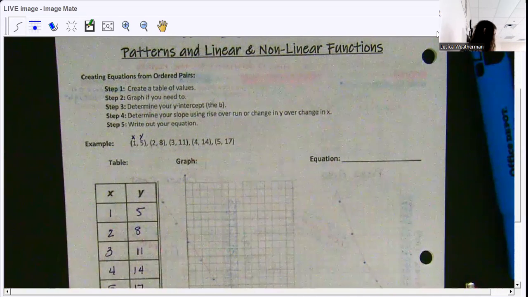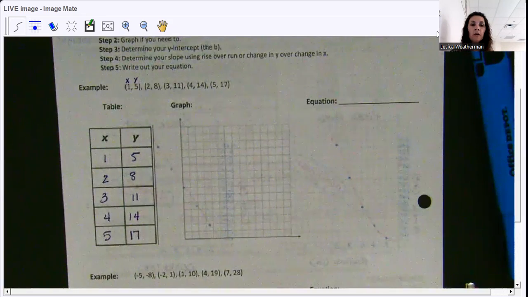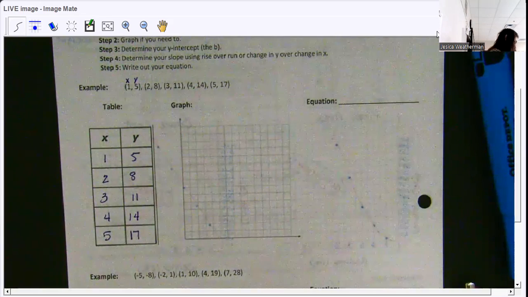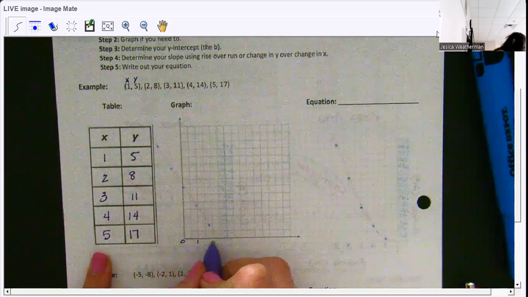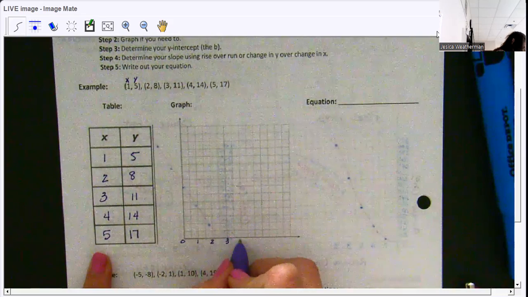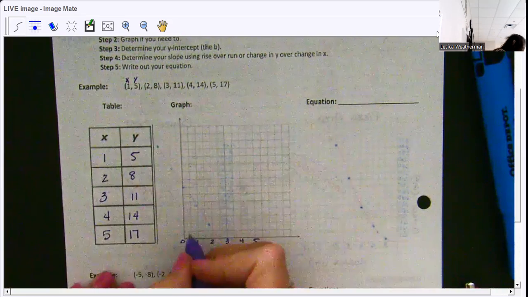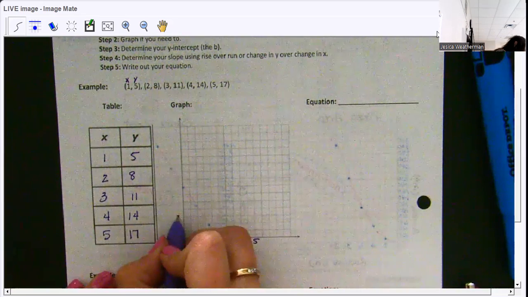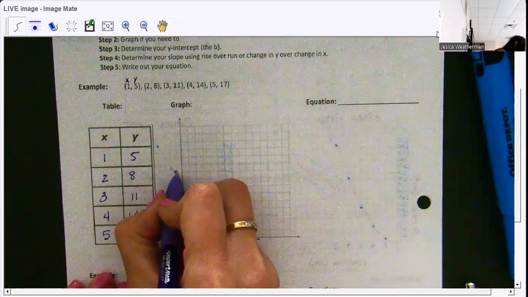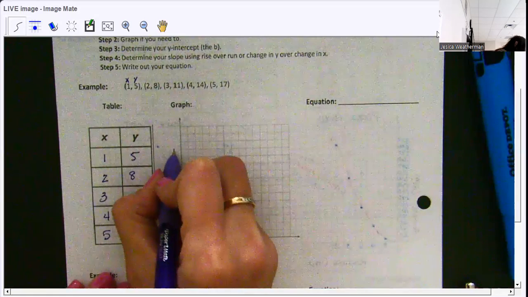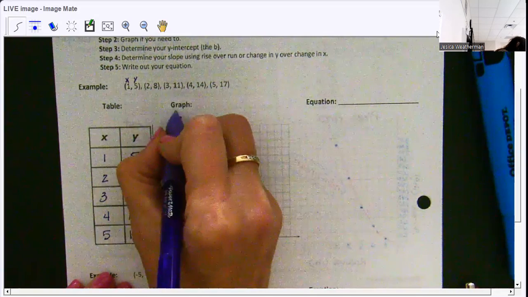Okay. Now what I'm going to do is put increments on my graph. Now notice this is not a real world situation, so I don't have a title or labels or anything, just increments. So my x-axis goes to 5, so I'm going to start at 0 and skip a line. 1, 2, 3, 4, 5. And then my y-axis goes to 17. I'm just going to go by ones on that one. Uh-oh, it only goes to 15. I'm going to extend it. 15, 16. I'm just going to estimate.